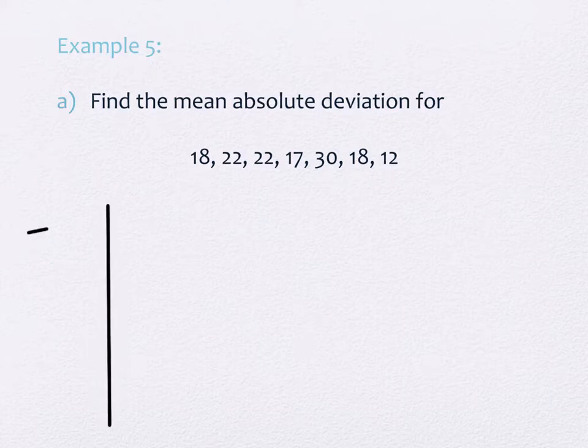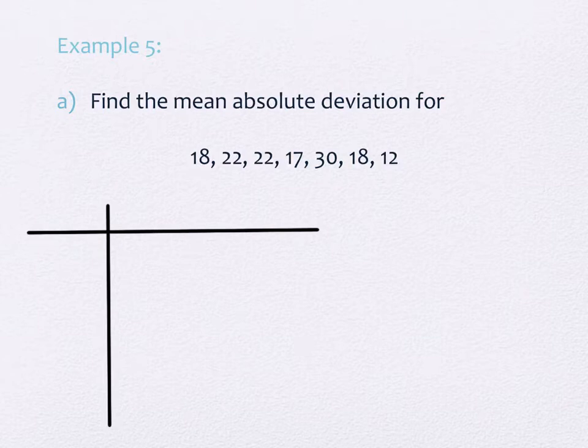and in your table, put all of your x values on the far left column. They don't have to be in order, like smallest to largest, but if you want to put them in order, you can. I'm just going to leave mine in the order that it was given to me. So 18, 22, 22, 17, 30, 18, and 12.